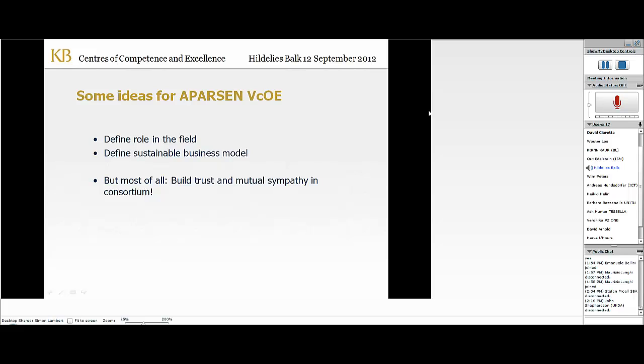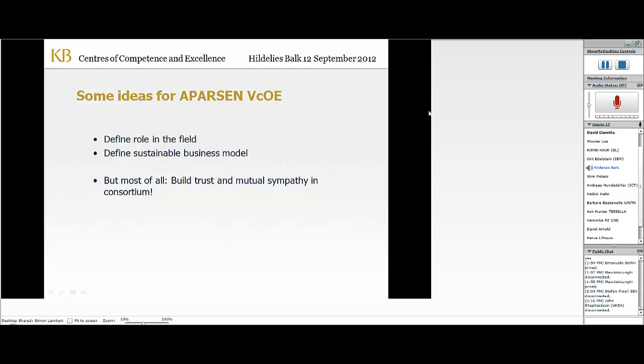Okay, so for APARSEN, it's very important to see where you are in the field, of course. What is your place? What can you do? What can you add? What do people really need? What is the value that you can provide to define a sustainable business model? Maybe in APARSEN we can also do sessions like we had in Impact with the Canvas, etc.